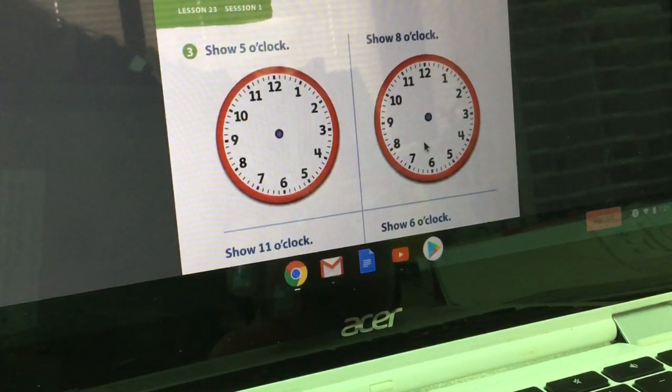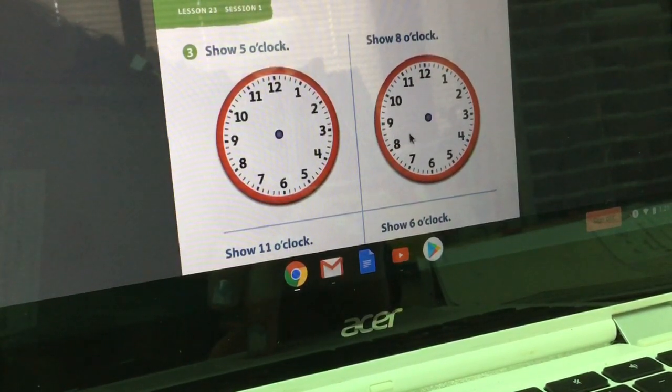Show 8 o'clock. Our minute hand, the long hand, will point to the 12. Our hour hand will point to the 8. Minute hand on the 12, hour hand on the 8. 8 o'clock.